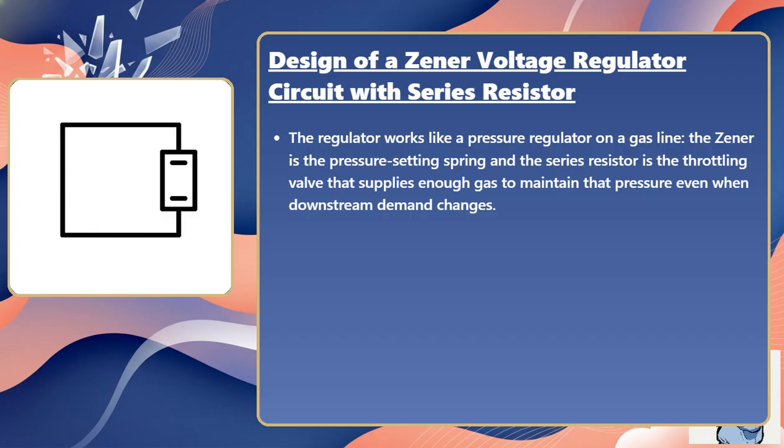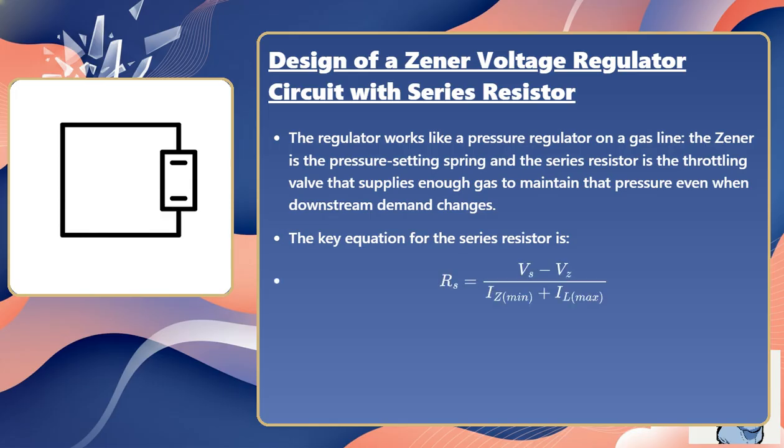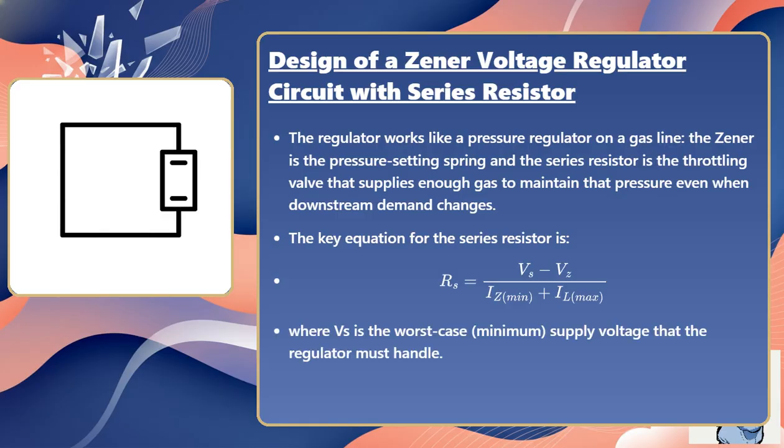The regulator works like a pressure regulator on a gas line. The Zener is the pressure setting spring, and the series resistor is the throttling valve that supplies enough gas to maintain that pressure even when downstream demand changes. The key equation for the series resistor is Rs equals (Vs minus Vz) over (Iz min plus IL max), where Vs is the worst case, minimum supply voltage that the regulator must handle.